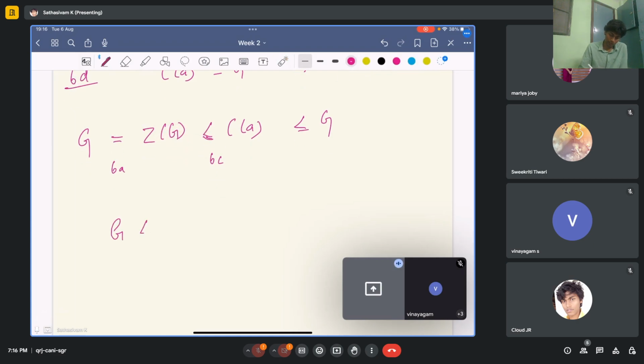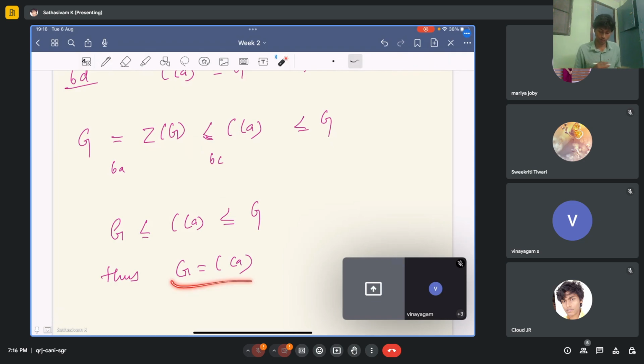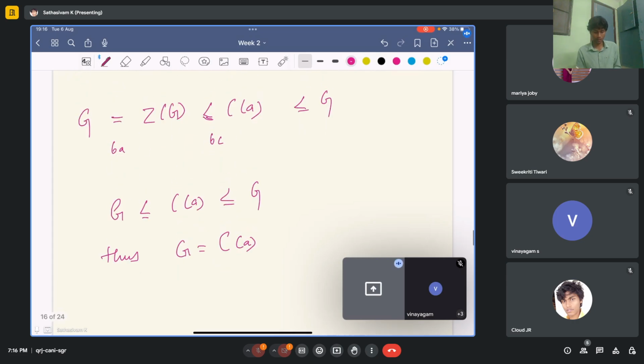What does that tell you? It tells you G is a subgroup of C of A. Okay, and this is a subgroup of G. So that means G is equal to the centralizer of A. Okay, so you don't have to go with the elements. You can directly write, telling that G is equal to the centralizer. We will write it properly. See, the centralizer of A. Okay, so that is what we have here.